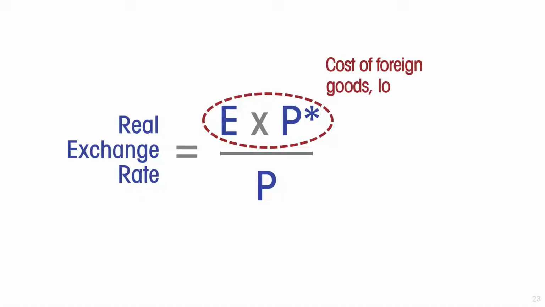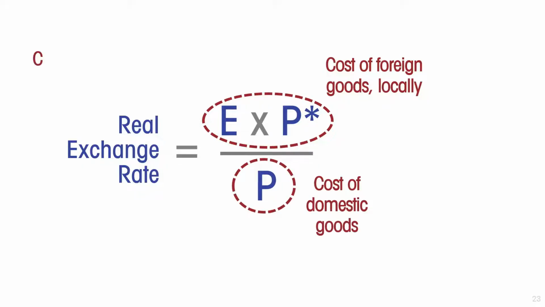The numerator, the nominal exchange rate multiplied by an index of the foreign price level, is the cost of foreign goods in local currency. The denominator represents the cost of domestically produced goods. So this ratio is the cost of foreign goods relative to local goods, and they're both expressed in the same currency.